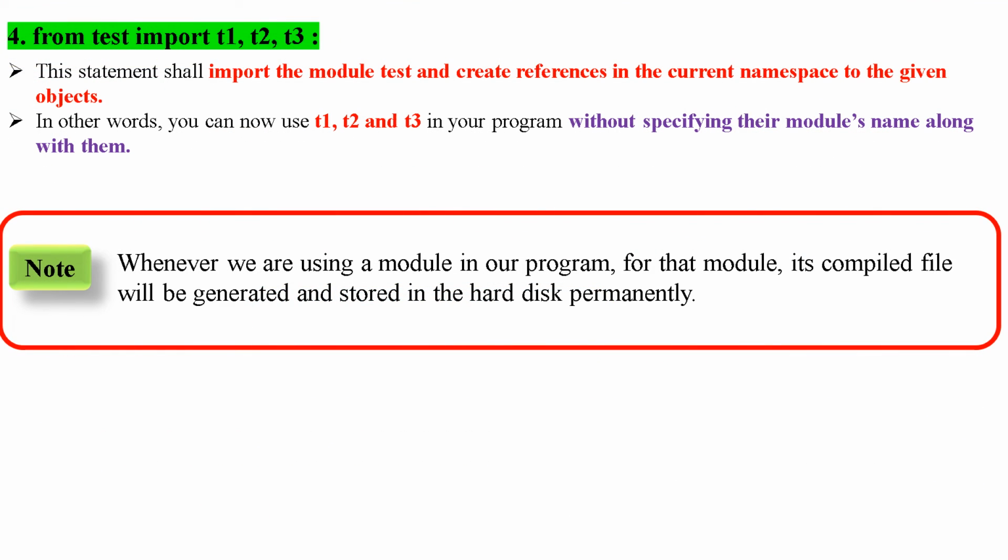Point 4. from test import T1, T2, T3. This statement shall import the module test and create references in the current namespace to the given objects. In other words, you can now use T1, T2, and T3 in your program without specifying their module's name along with them. Note: whenever we are using a module in our program, for that module, its compiled file will be generated and stored in the hard disk permanently.